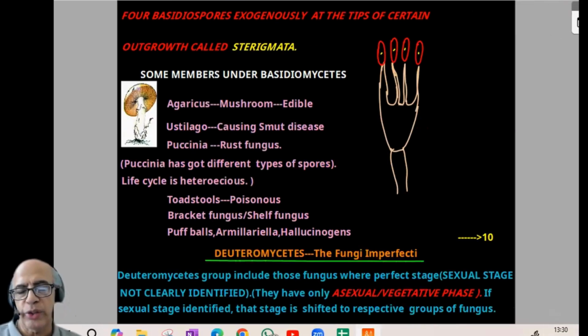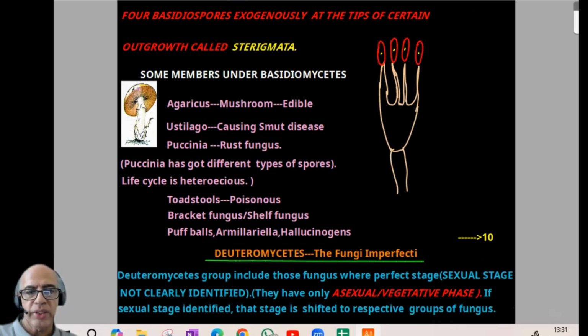Four basidiospores are exogenous, at the tips of certain outgrowths called sterigmata. Ascospores are endogenous, basidiospores are exogenous, and here you can find sterigmata. Some members coming under Basidiomycete: Agaricus, an edible mushroom; Ustilago, causing smut disease; Puccinia, a rust fungus, the black stem rust of wheat. Puccinia has different types of spores, and its life cycle is heteroecious.